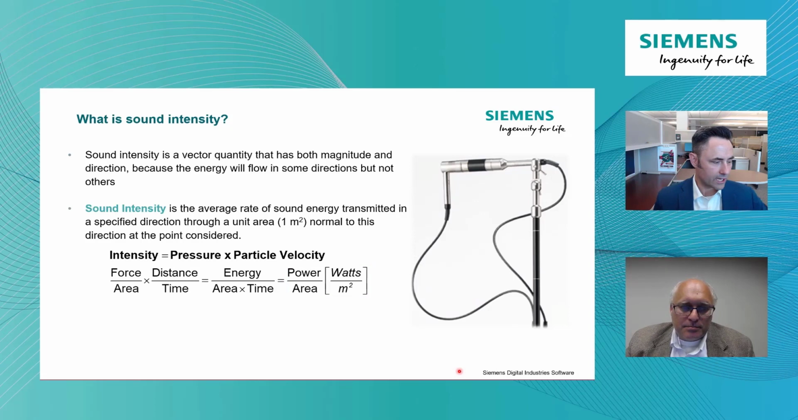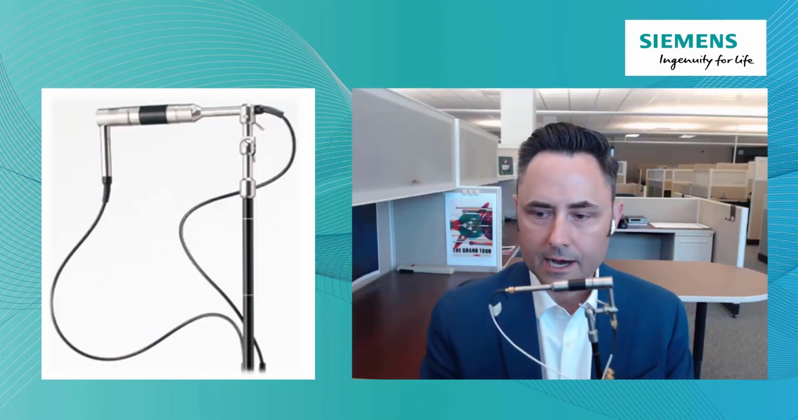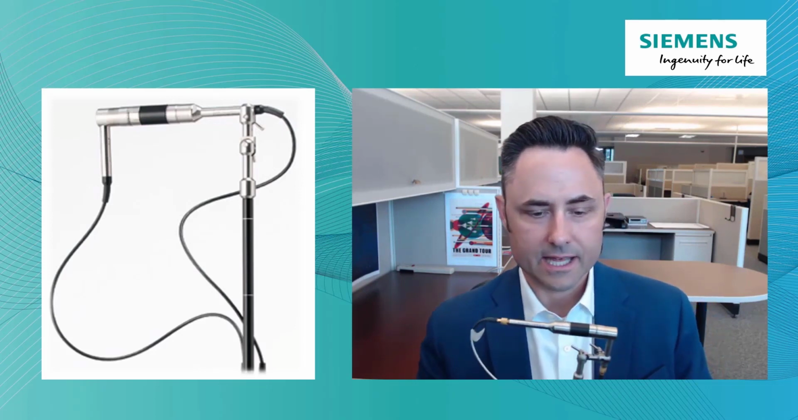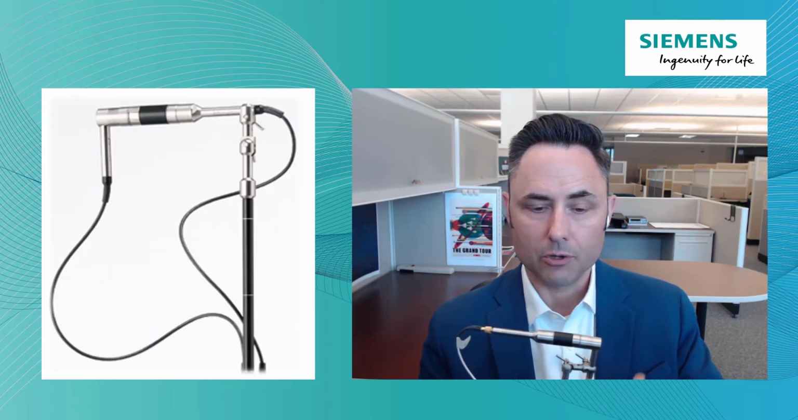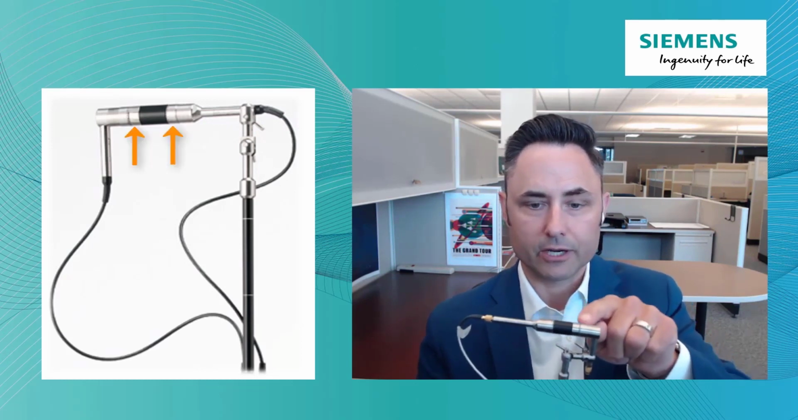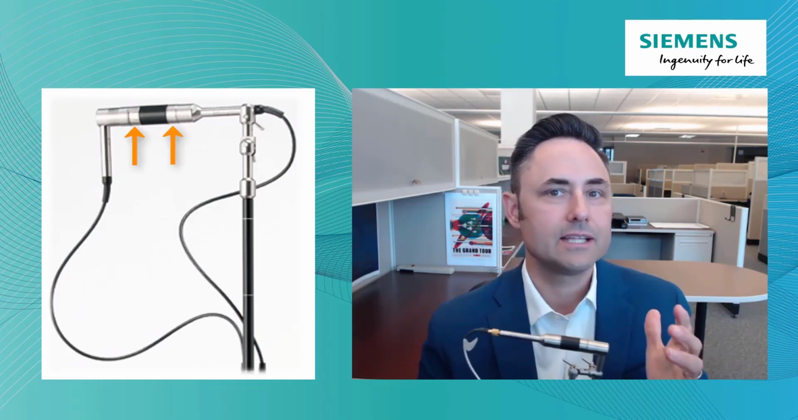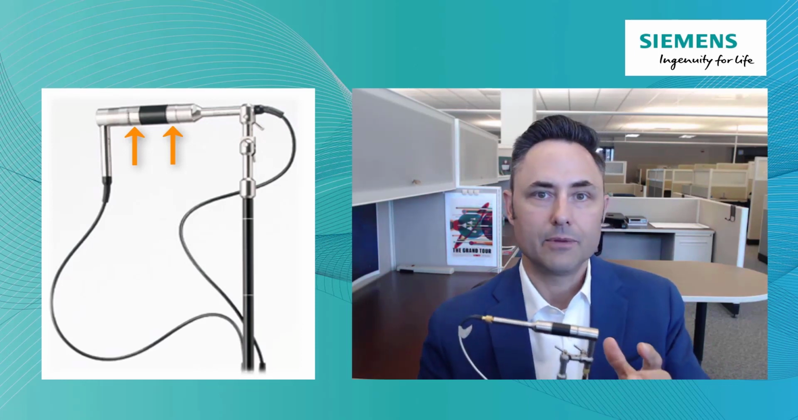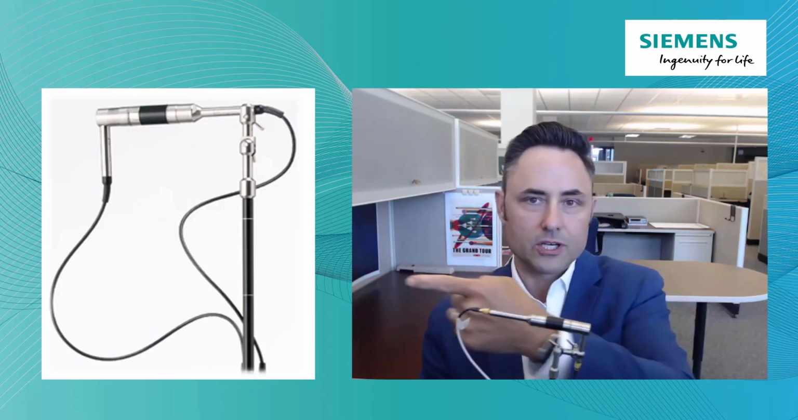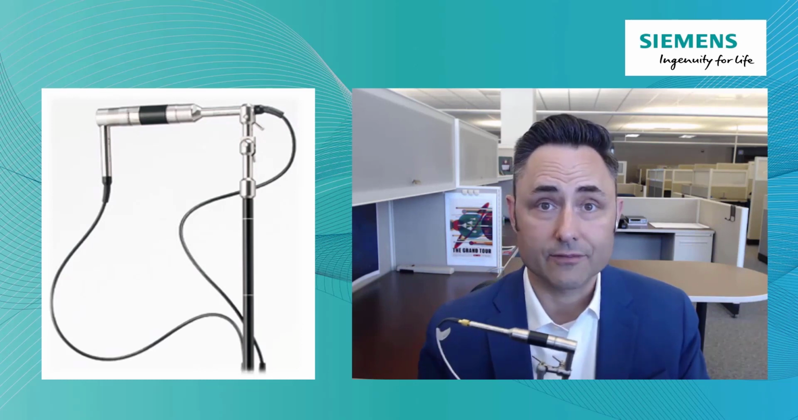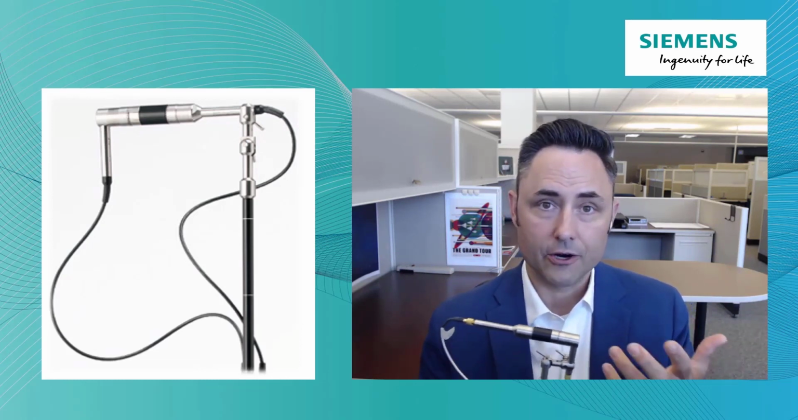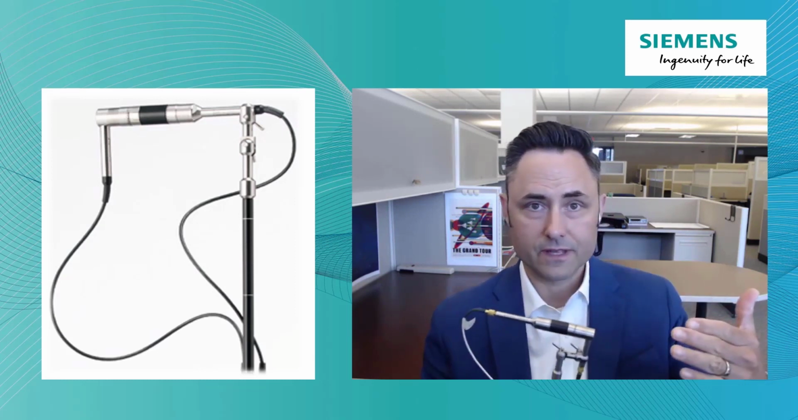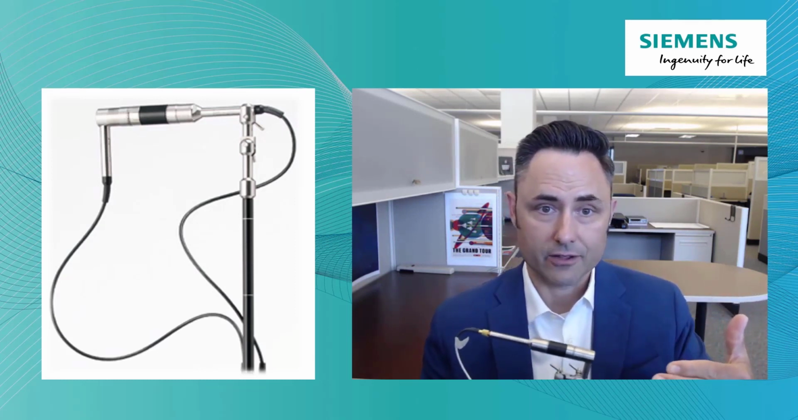This graphic on the screen is an intensity probe, and I happen to have one here. And what we notice is that there's actually a couple components to it. Most importantly, there are two pressure microphones. Okay, so we can't measure intensity with a single microphone because we need to be able to tell which direction the sound is traveling. And so we need at least two microphones, and that's going to allow us to figure out not only the magnitude of the intensity, but also the directionality of it.